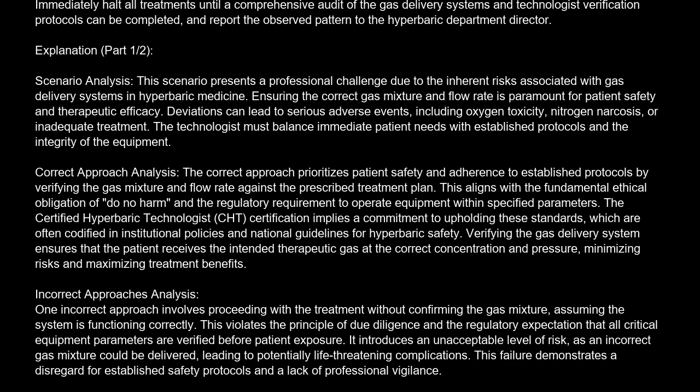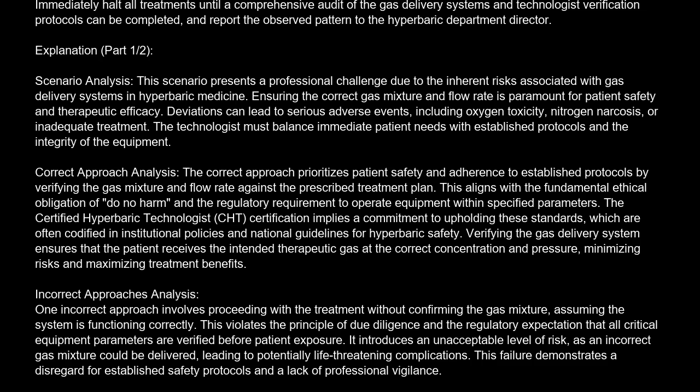The Certified Hyperbaric Technologist (CHT) certification implies a commitment to upholding these standards, which are often codified in institutional policies and national guidelines for hyperbaric safety. Verifying the gas delivery system ensures that the patient receives the intended therapeutic gas at the correct concentration and pressure, minimizing risks and maximizing treatment benefits.